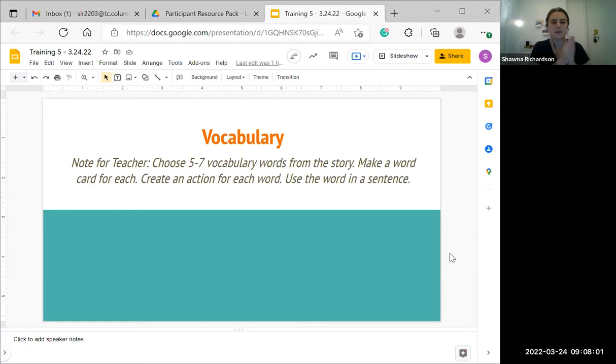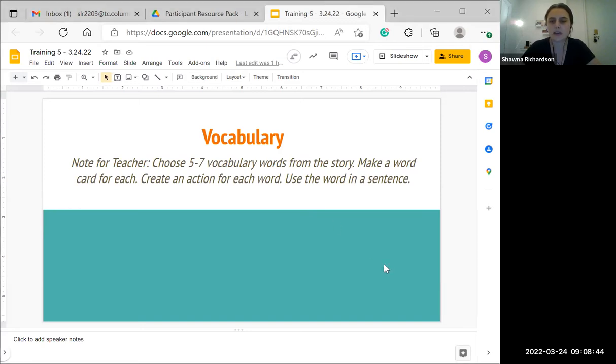Now, some feedback for the vocabulary part. This was a note for the teacher in the lesson plan. You choose about 5 to 7 words. You can make a word card: write the word on a piece of paper and draw a picture, which helps your students see the words. We also talked a lot about creating actions, so have your students model what the word means. If the word is drink, you can pretend to take a sip of water. It's also important to use the word in a sentence, like: I drink water to feel hydrated.